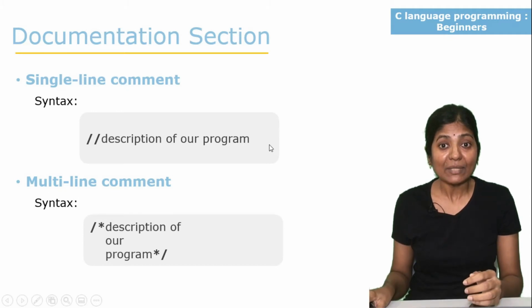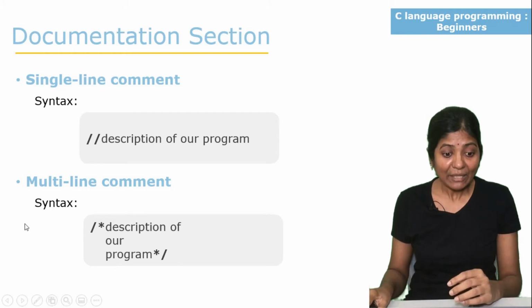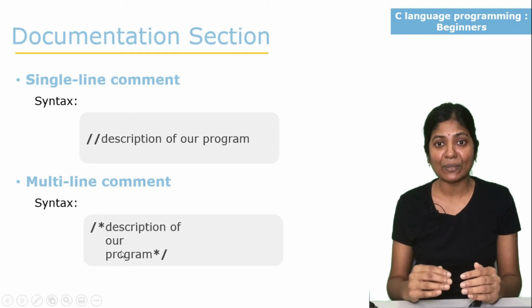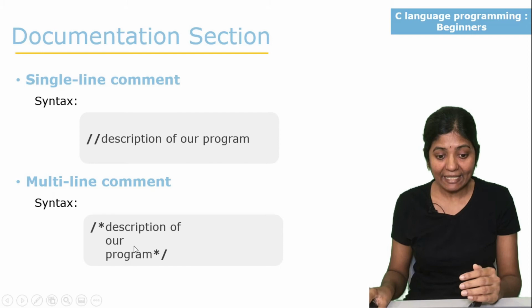Then, coming to the syntax of a single line comment, we should write two forward slashes. After that, we need to write the description of our program. Coming to the syntax of a multi-line comment, we should write forward slash star. We should write the description in more than one line. However many lines you want to write, that many lines you can write. But at the end, we need to write star and slash.